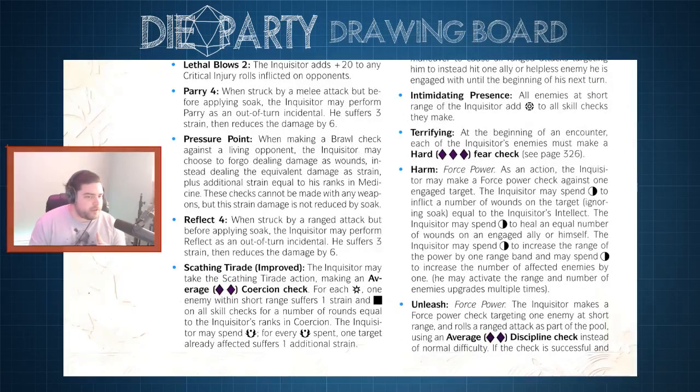Okay, so it's 1 to activate. You inflict wounds on the target, ignoring soak, equal to your intellect, which is 4. And then 1 to heal. So you can't do it 2 times. You can't be like, okay, I generated 4 force pips, I'm going to use 4 force pips to do damage. It's 1. Maximum of 1. You can only activate it once. Okay, that makes more sense.